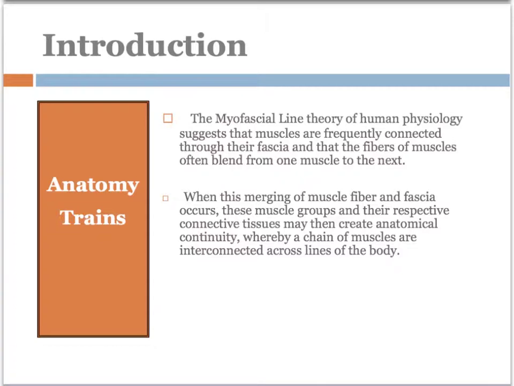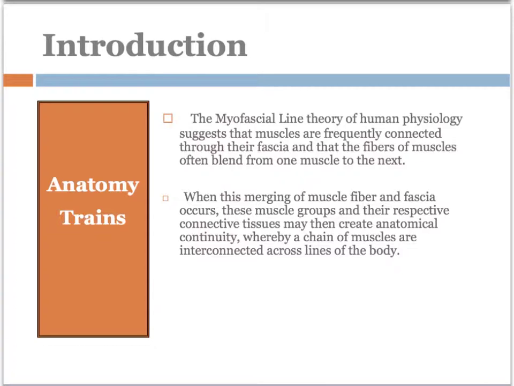So the myofascial line theory suggests that muscles are frequently connected through their fascia and that the fibers of muscles often blend from one muscle into the next. When this merging of muscle fiber and fascia occurs, these muscle groups and their respective connective tissue then create a bit of an anatomical continuity where a chain of muscles become interconnected across lines of the body.